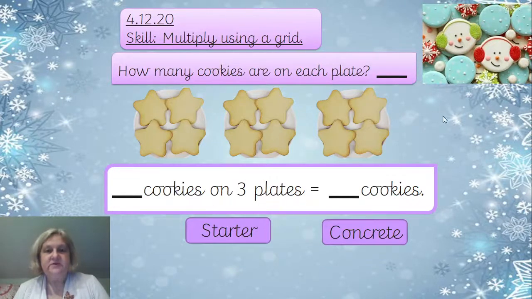So the next one, this is a cool challenge. This challenge is how many cookies are on each plate, and I'm going to leave you to have another pause of that one if you want to have a little look at that. And it's finding out how many cookies are there here in total. So pause now.